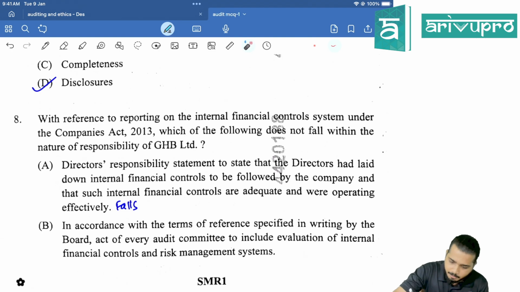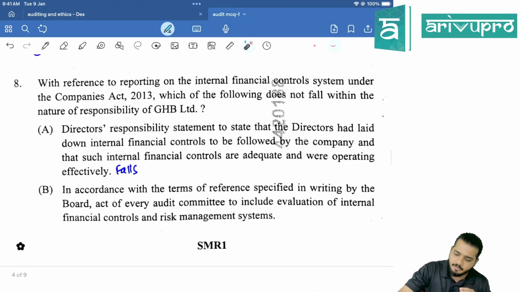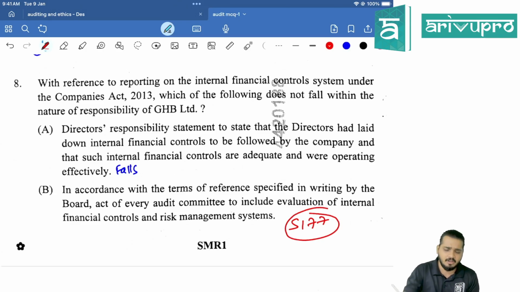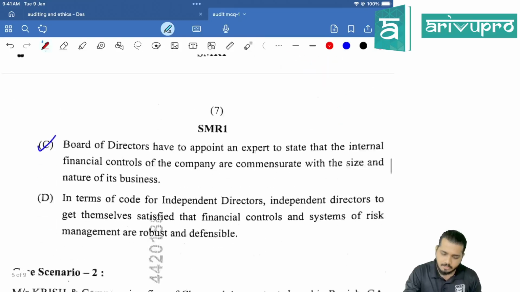Eighth one, with reference to reporting on IFC, Internal Financial Control System, under Companies Act, which of the following does not fall within the nature of responsibility of GHB? GHB means here management. So from management perspective, what is their responsibility? Director's responsibility statement, DRS. Clear? Section number 134, subsection 5E. Now their director's responsibility statement clearly falls within the scope. Clear? Second, in accordance with the terms of reference specified in writing by the board, act of every audit committee to include evaluation of IFC and risk management system. This technically is clearly given in section 177, audit committee. Clear? Yes, audit committee also has some responsibility.